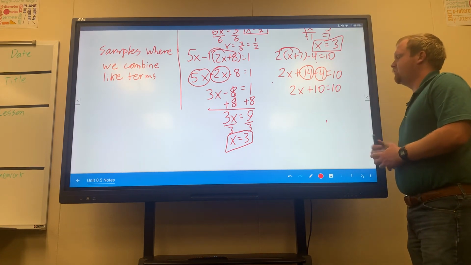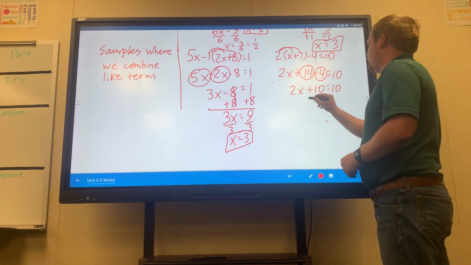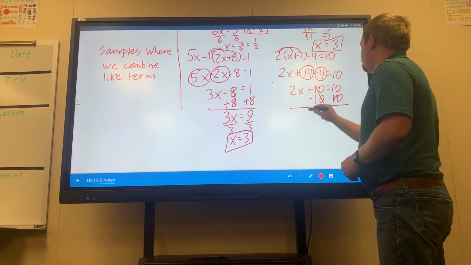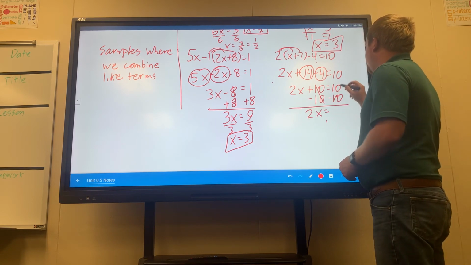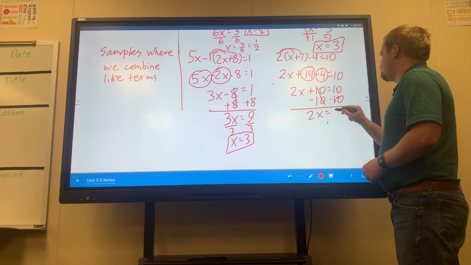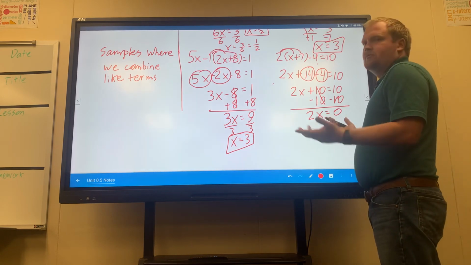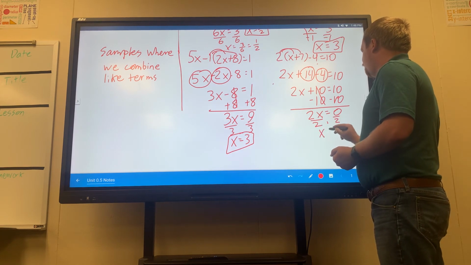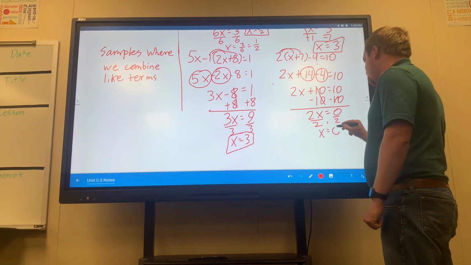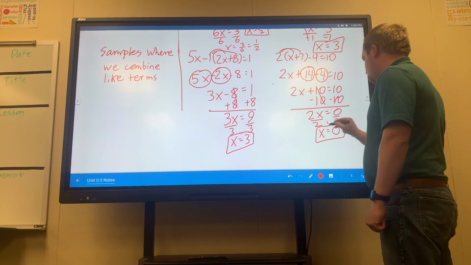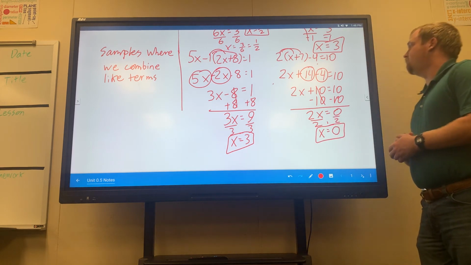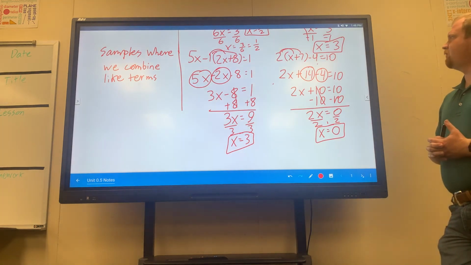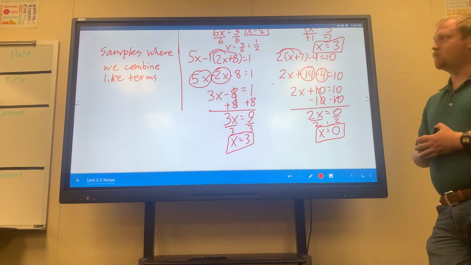2x plus 10 equals 10. Well, I got to subtract 10 from both sides. So this 10 cancels out. I get 10 minus 10, which is 0. And of course I divide by 2. And of course 0 divided by any number is just 0. So we get the answer to be x equals 0.